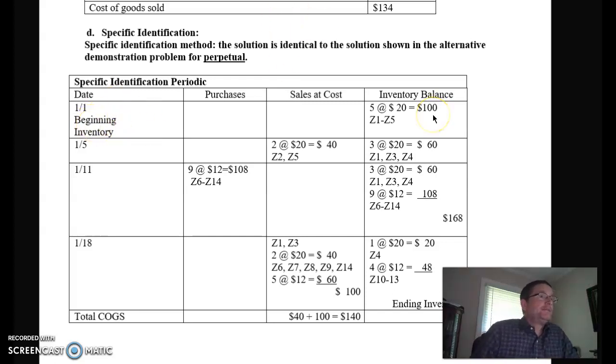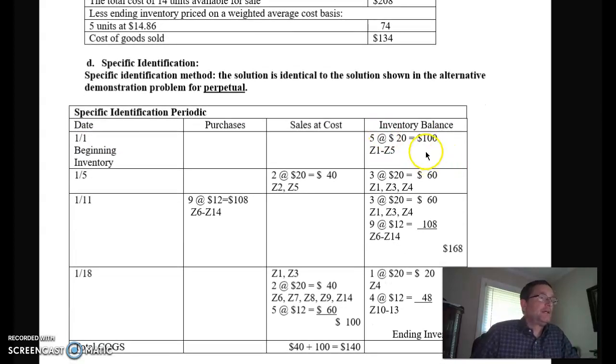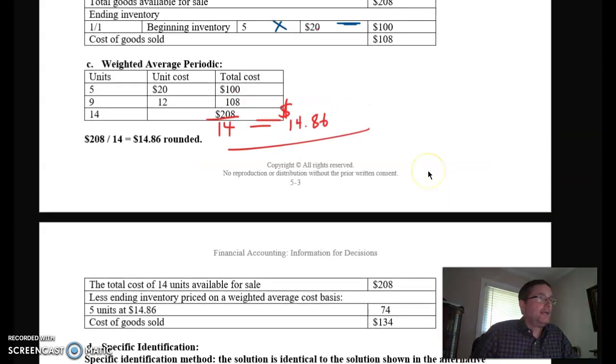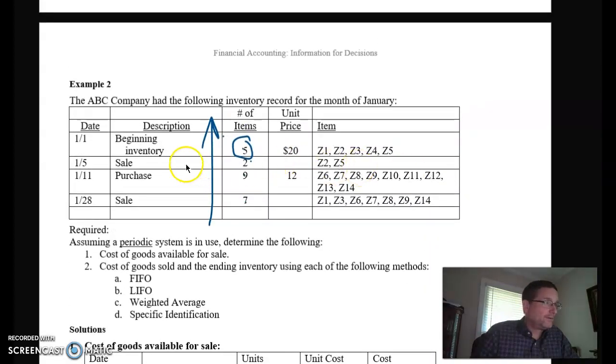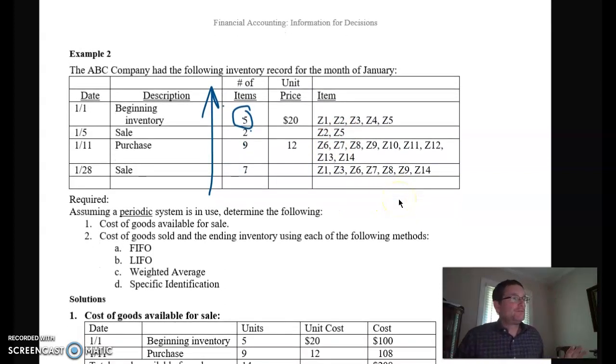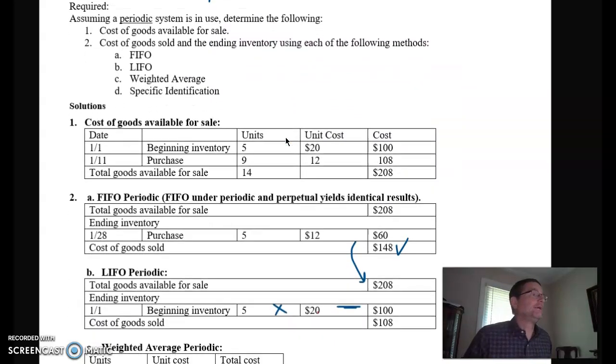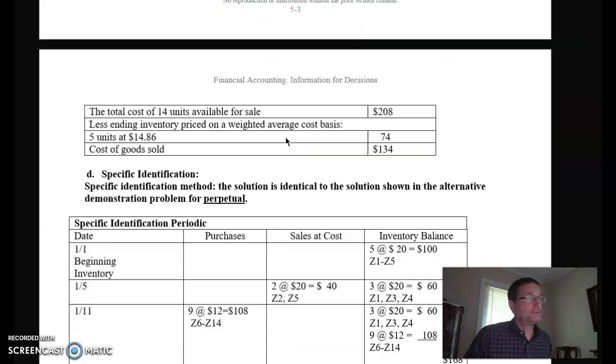So we have beginning inventory. Now it's the same as 100. On 1.5, they bought these items. And in case you're wondering, they're all there. Beginning inventory, these are beginning. Then we got Z2 and Z5 that are sold. And then these are bought, and then these are sold. It would be easy if it wasn't for this. At different prices. So we need to know which ones sold because we got a different price depending on which of the two, beginning or the purchase.